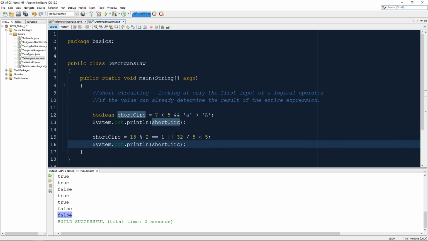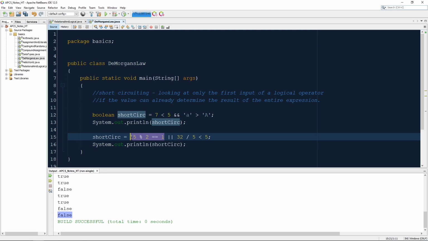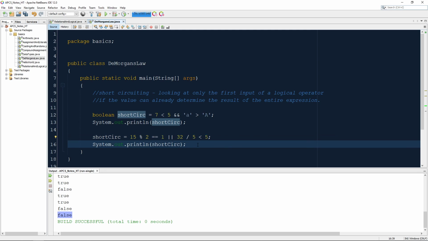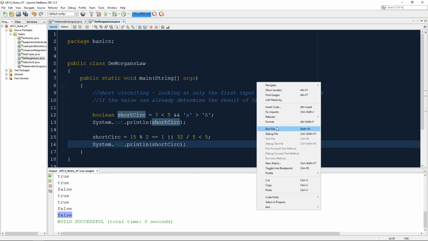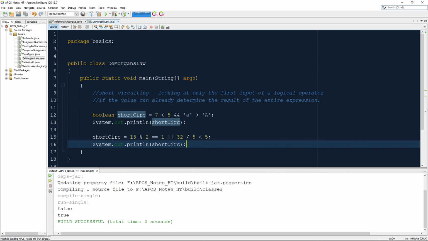what the second half is because 15 modulus 2 is 1, so this is true, so the whole statement is true. Whether the second half was true or false is irrelevant to the result of the or. The first one's true, the whole thing's true. The computer wouldn't bother checking the second half. And so we should get, I think, false and true as our output immediately for each of these.